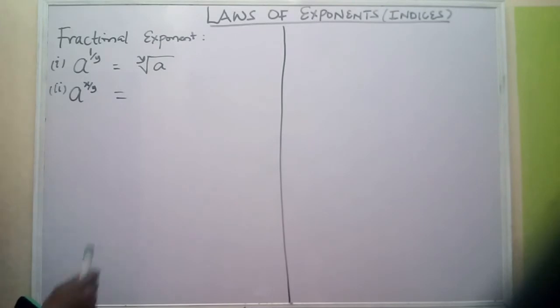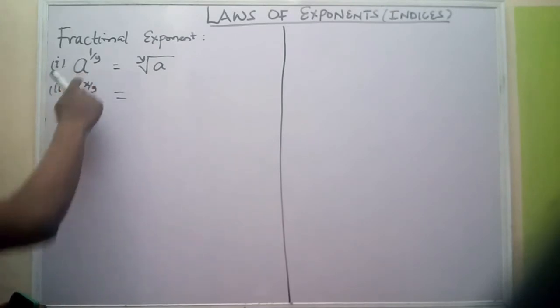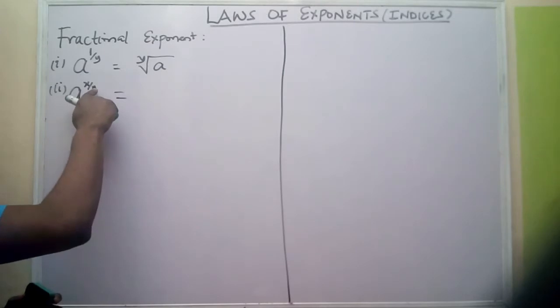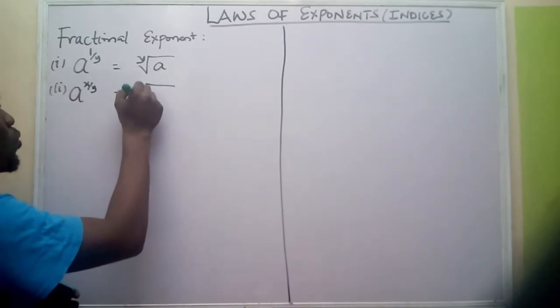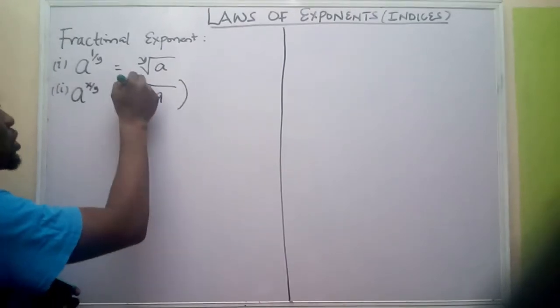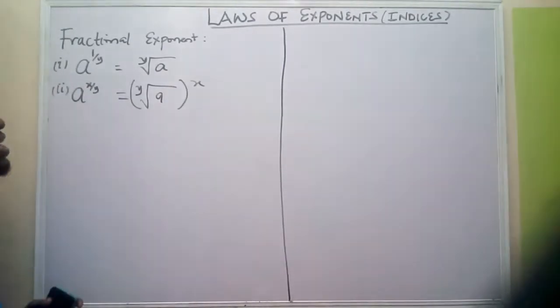Then, for the second condition, I have a fractional exponent whose numerator isn't a 1. So therefore, my fractional denominator becomes the root of the base, so it becomes the y root of a, all to the power of my numerator, which is x.